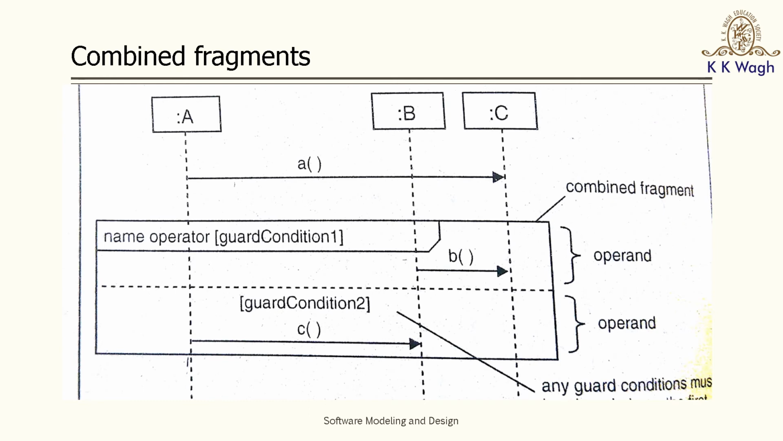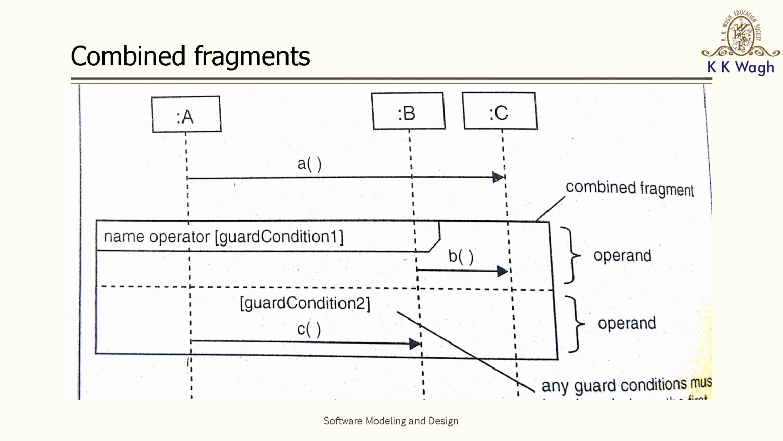Sequence diagrams may be divided into areas called combined fragments. Each combined fragment has one operator, one or more operands, and zero or more guard conditions. So the constraint here is that only one operator is there, one or many operands can be there, and zero or more guard conditions are there.